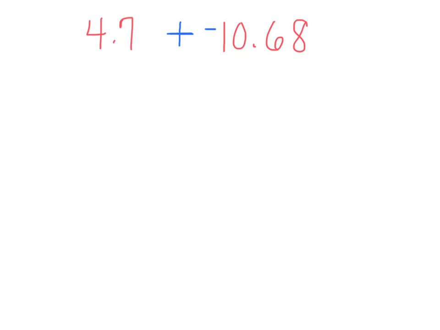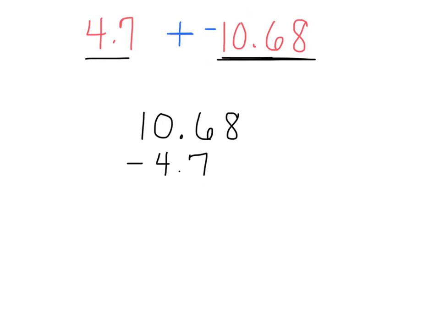Okay, and now to write my subtraction problem, I need to figure out which one's bigger. Well, I have more of the negatives, so I'm going to put that one on top. So 10.68, and I'm going to subtract the 4.7. Okay, and then again, you can add a 0 right here. Now you just subtract. 8 minus 0 is 8. I can't do 6 minus 7, so I'm going to come over here and borrow, change that to a 9, that to a 16. 16 minus 7 is 9, and 9 minus 4 is 5, so I get 5.98.